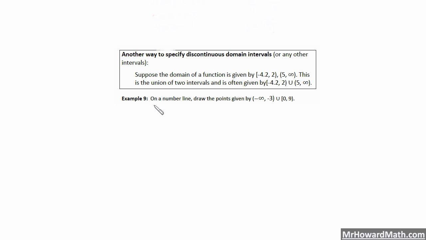So it says on a number line, draw the points given by negative infinity to negative 3, union 0 inclusive to 9. So if we draw a number line here, it's not a very straight line, but that'll be okay. We'll mark negative 3 here. We'll mark 0 here because that's part of our domain, and then we'll mark 9 right here.